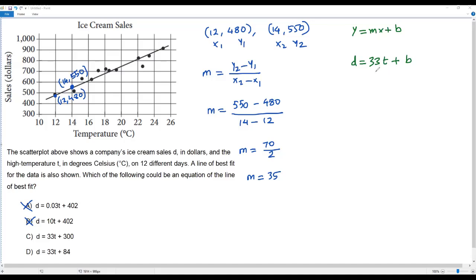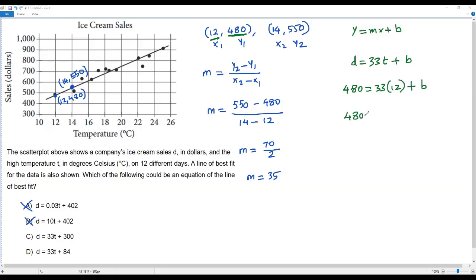Now I got the equation of the line of best fit in slope intercept form. Now in this equation, I have to get the vertical intercept b. For that, we have to plug in one of these 2 points into this equation. Let me consider the first point. In the first point, the first value 12 is the temperature, so we plug in this 12 for T. And the second value is the sales in dollars, that is the value of D. So we plug in this 480 for D. Let me do it. I plug in 480 for D, 33 times, I plug in 12 for the temperature T. So I'm getting 33 times 12 plus b.